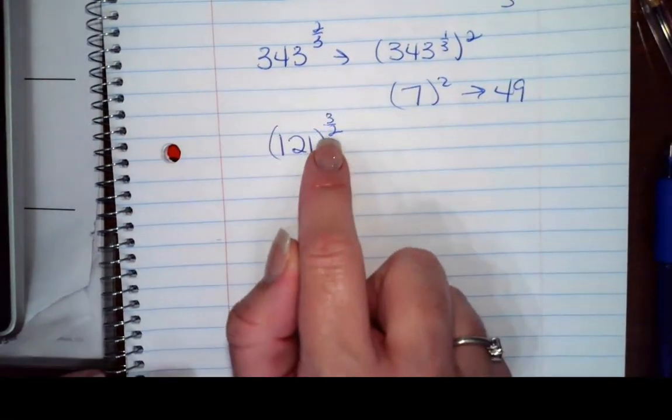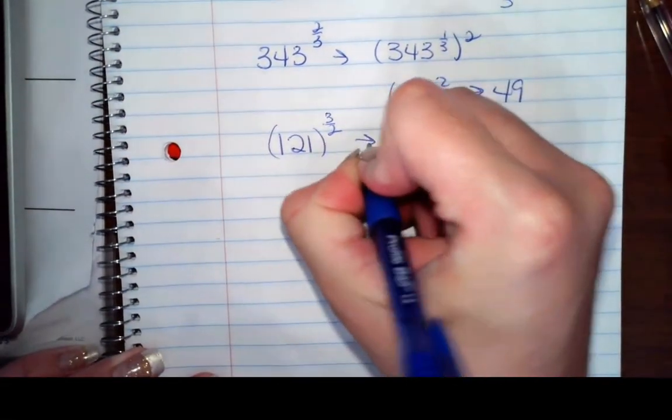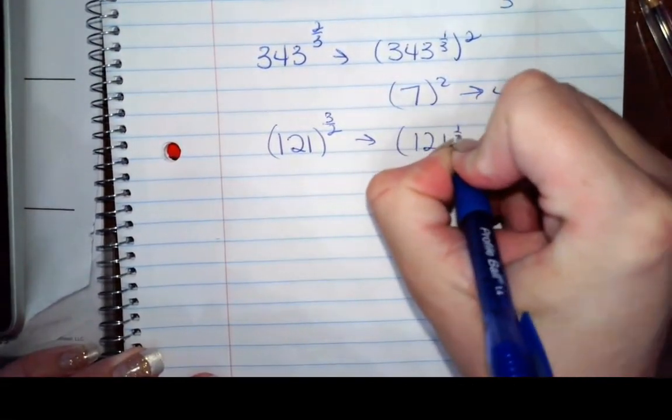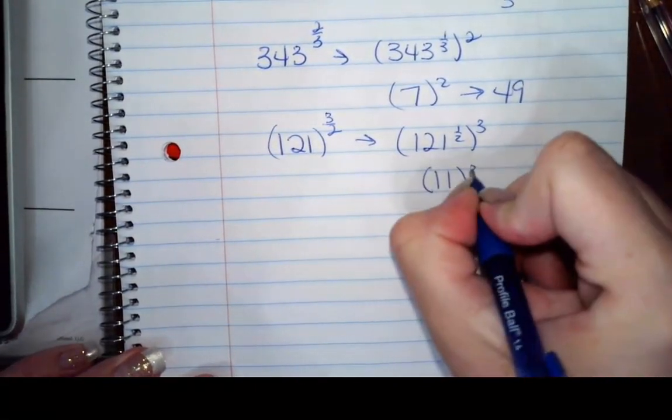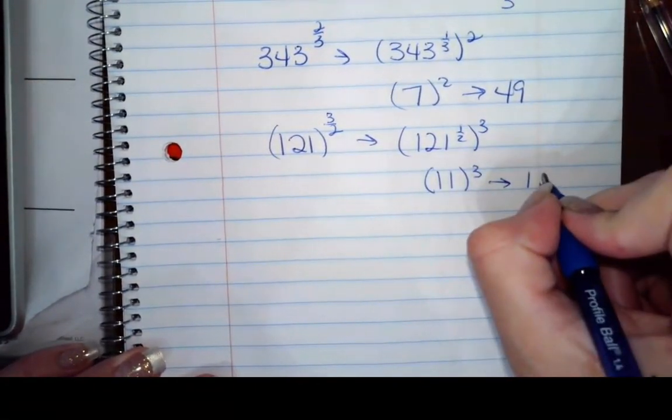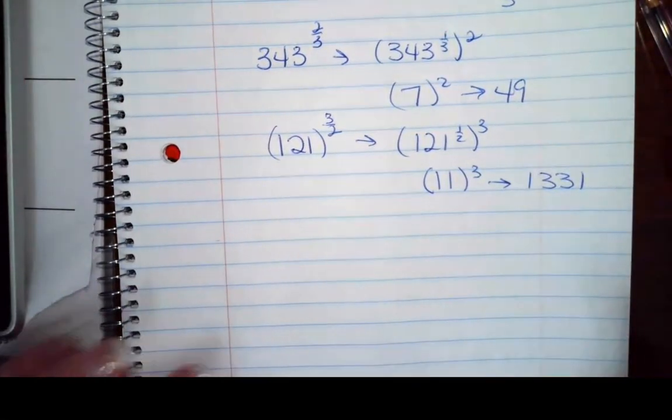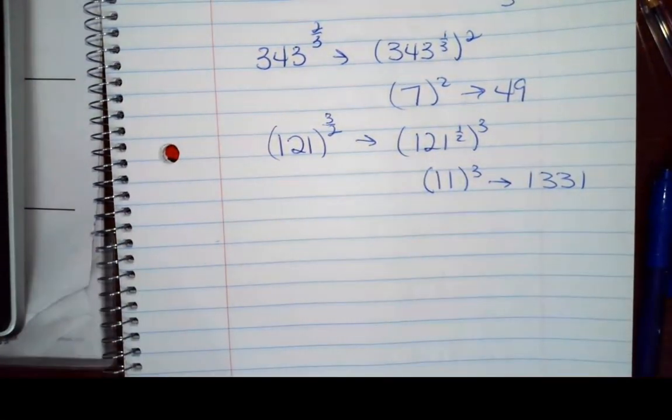All right, so what I did was the square root of 121 is 11, and then 11 to the 3rd power is 1331. And that is it. You are now ready for the next part.